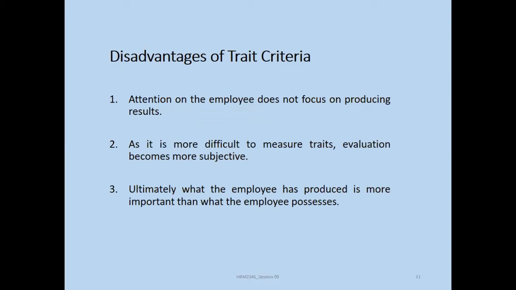This is the opposite side of the trait criteria. It means the disadvantages of the trait criteria. Attention on the employee does not focus on producing results. Here, what is the most important thing to a garment manufacturing organization? It is end results, what they have produced at the end of the day. But here, what they are evaluating is what qualities their employees have or not. It is not directly focused on the results. That is the main disadvantage of the trait criteria.